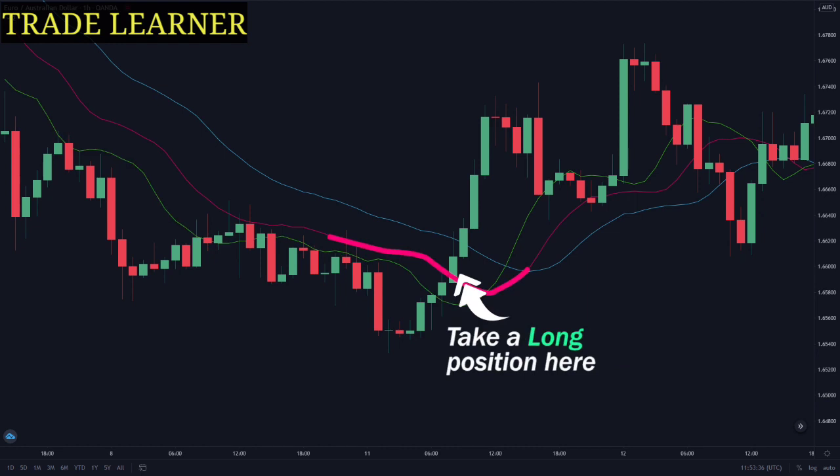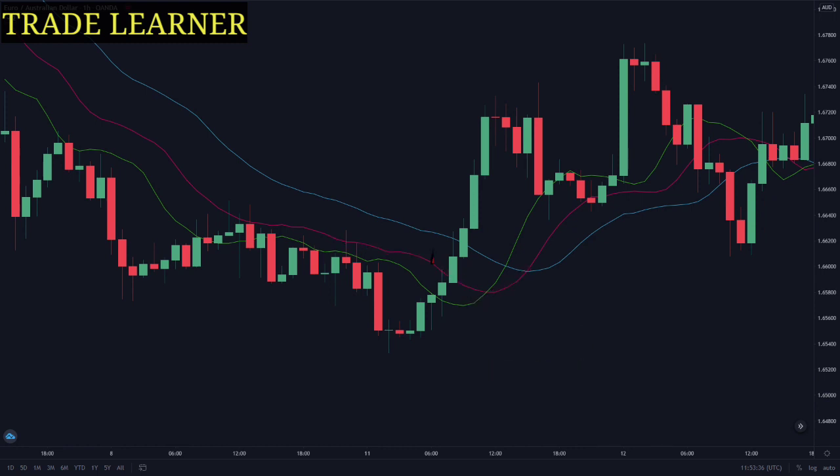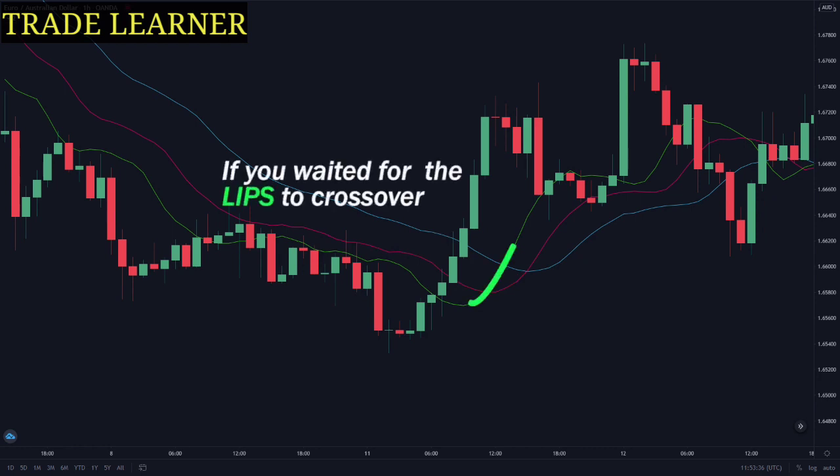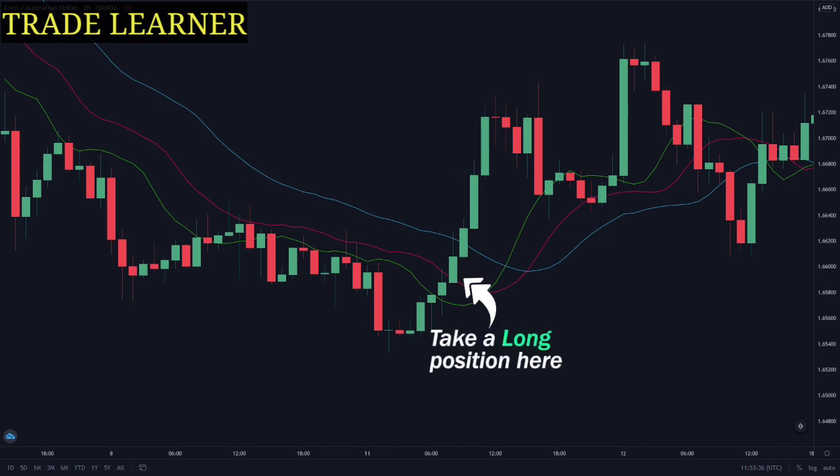So if we used this method instead of the traditional method, we actually caught the trend early. If we used the traditional way of waiting for the green line to cross over the other lines, we would have missed the trend here because it's a very late indicator. So that was for my entry signal, and our exit signal is actually very simple as well. You close your trade when a candle hits the green line, the lips.